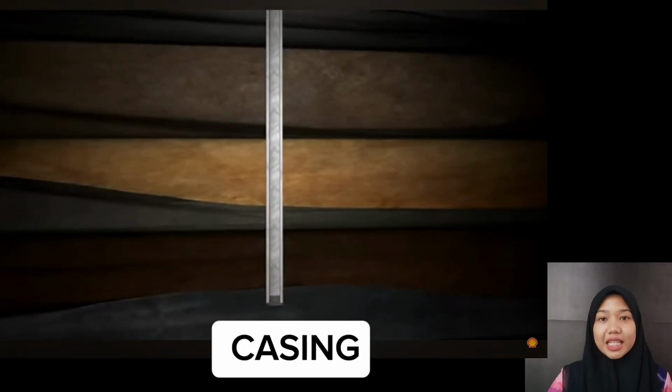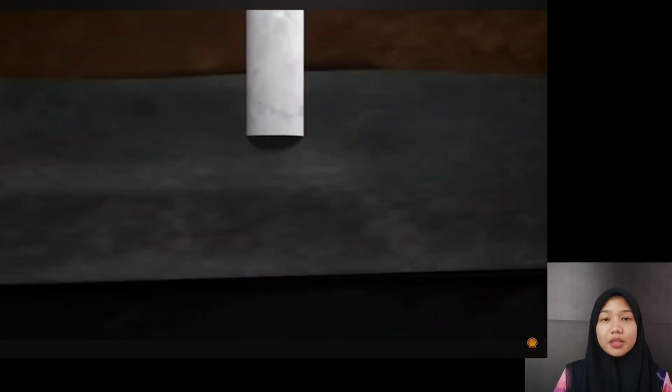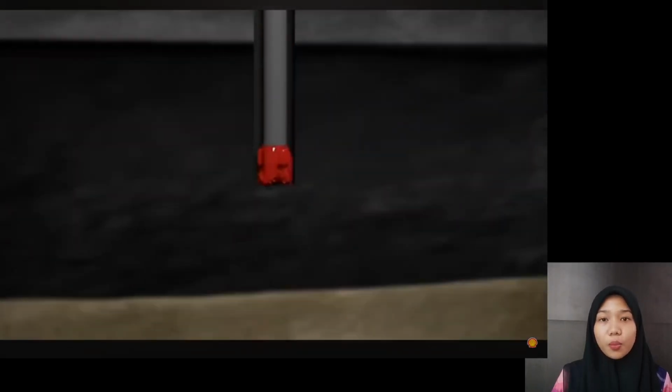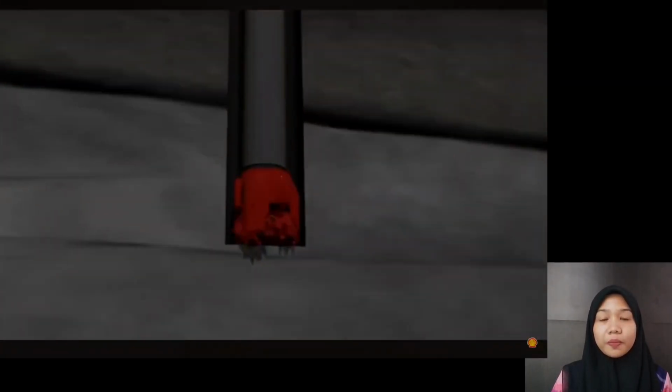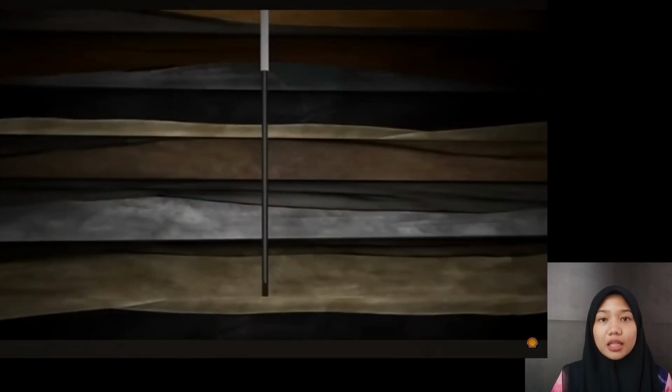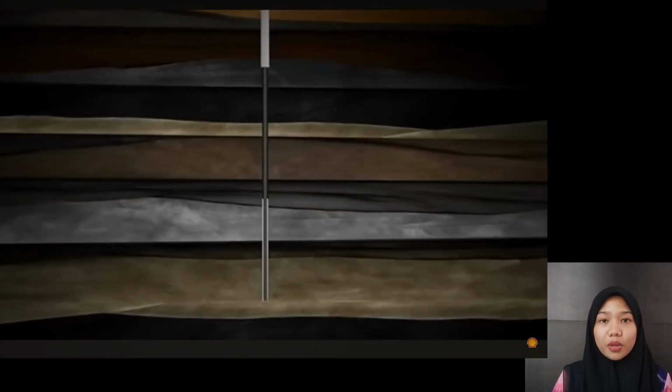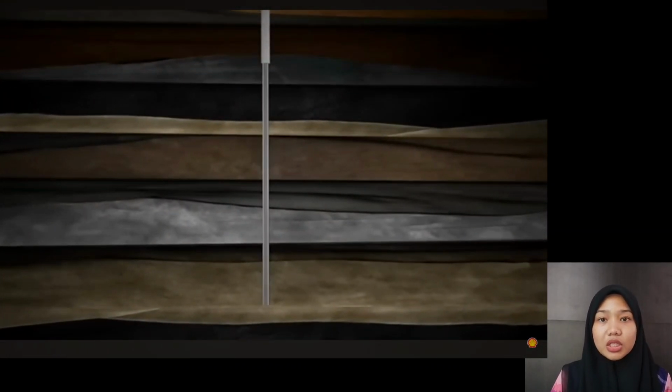Number 4 is casing. Casing is steel or PVC pipe installed in the borehole to support the walls and isolate zones. After the hole is drilled, casing is inserted and then cemented in place to prevent collapse and contamination.